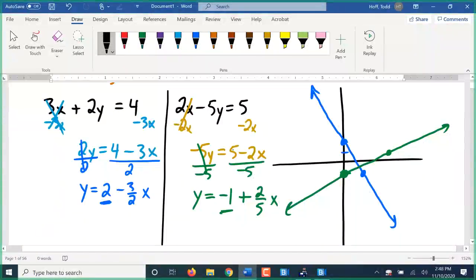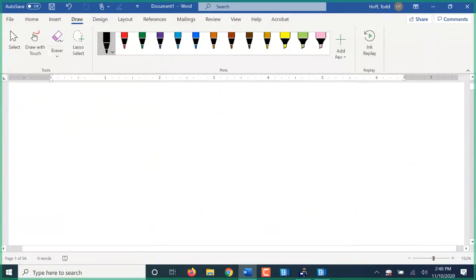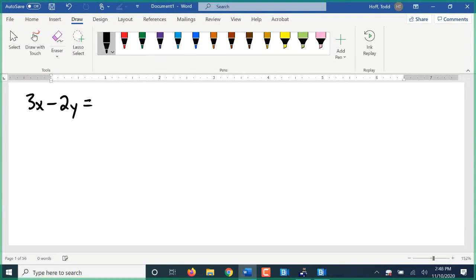I'm going to have you guys try a couple here. I'll start out with 3x minus 2y equals 4. And then we'll also have you do 4x plus 3y equals 6. We'll go over those two in a couple of minutes.